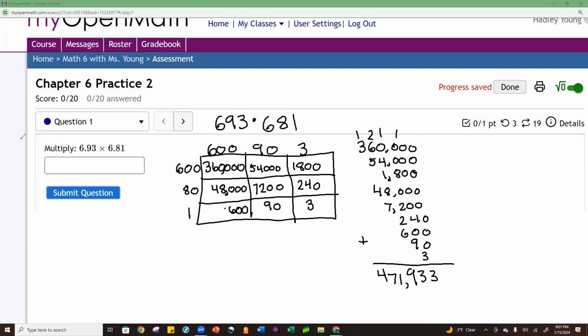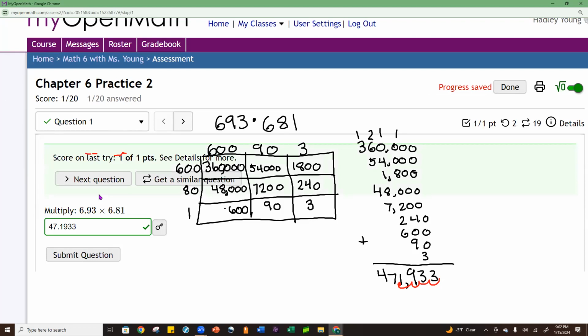But the last thing you need to do is count how many numbers are past the decimal in the question. So I have this 9, this 3, this 8, and this 1. There are 4 digits past the decimal, so I go 4 digits past the decimal. I go 1, 2, 3, 4. So I'm going to type these numbers, but my decimal is going to be after the 47. Notice I accidentally typed a comma. Make sure it's a decimal. Okay, we got that question right. It's a lot of steps. Be careful with it. Let's go on to the next one.